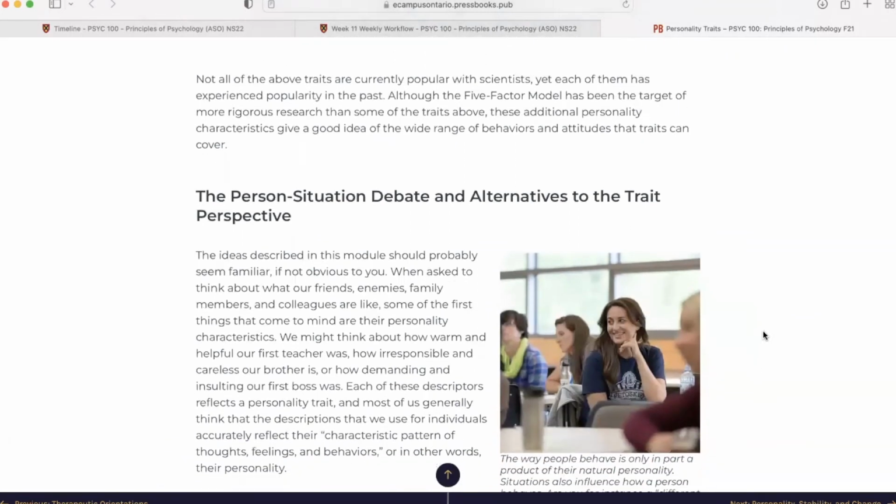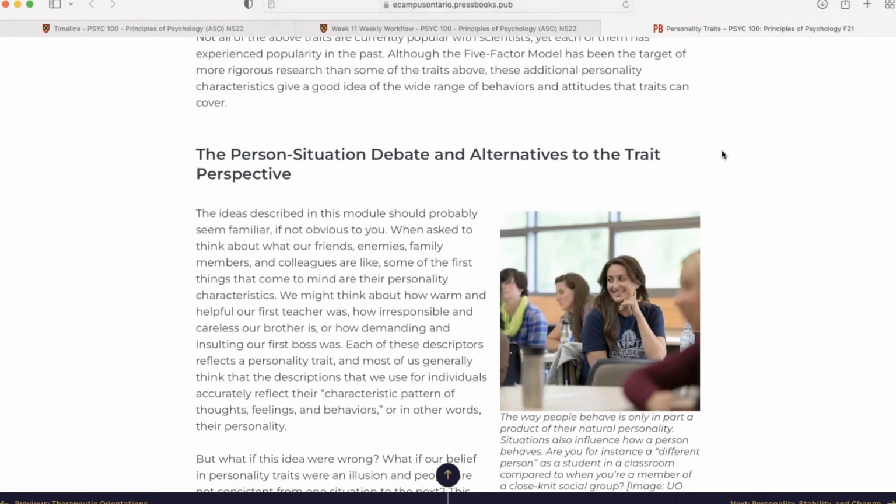Not all of the above traits are currently popular with scientists, yet each of them has experienced popularity in the past. Although the five-factor model has been the target of more rigorous research than some of the traits above, these additional personality characteristics give a good idea of the wide range of behaviors and attitudes that traits can cover.